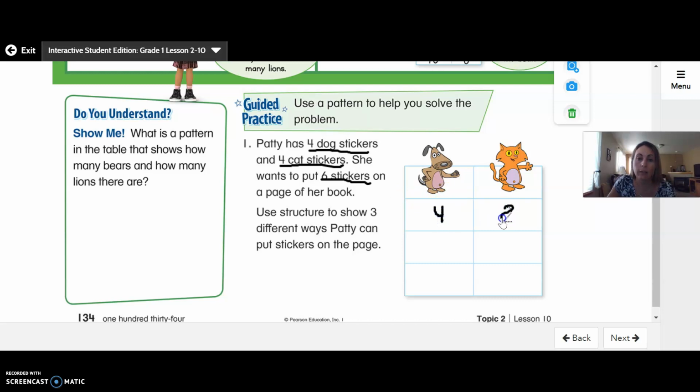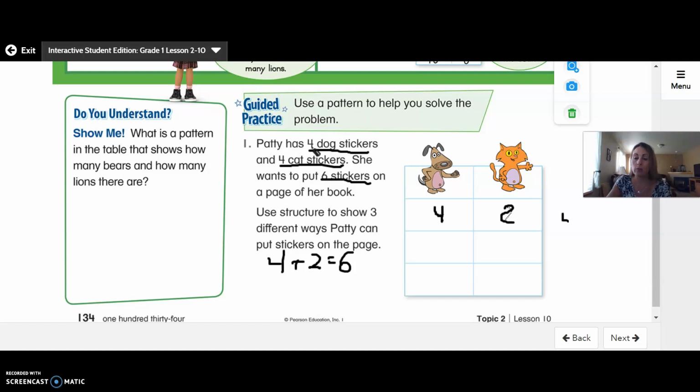One of the ways that Patty can put her stickers on the page is she can have 4 dog stickers and 2 cat stickers. And the reason that works is because if I write off to the side, I know, oops, I can't fit it, I'll do it down here. 4 plus 2 equals 6. So I need to find 2 more ways using these stickers that would equal 6. Okay? Now, I can't put 5 dog stickers plus 1 cat sticker. I know that 5 plus 1 does equal 6. The problem is she only has 4 dog stickers, so you can't use more than 4. So I need to think of another way.